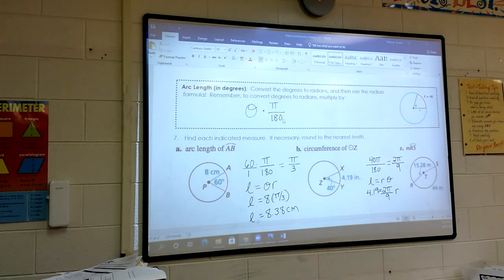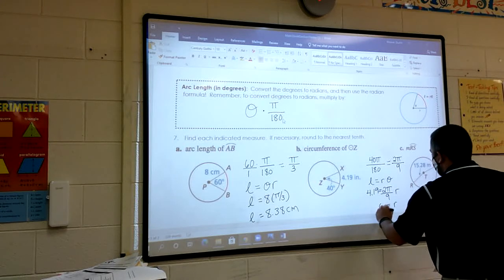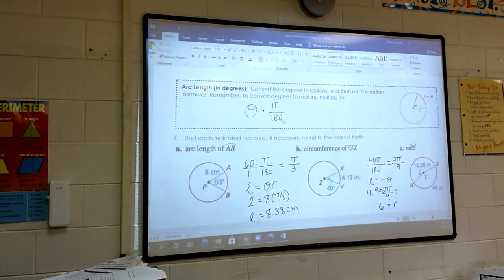And so in this case, I do not know the radius, so I need to take 4.19 divided by 2 pi over 9. And I should get 6 on my calculator. I should get R equals 6 when I do that. So I'm dividing by 2 pi over 9. So you type 4.19 divided by parentheses 2 pi over 9. You'll get that the radius is 6.